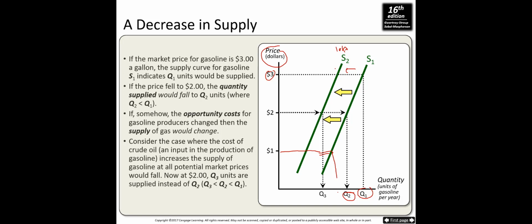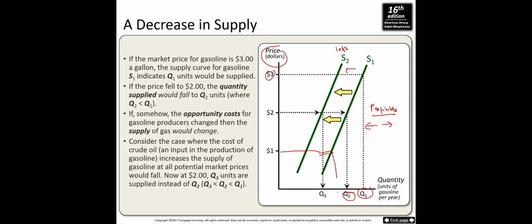In order to see the impact of the change on the supply curve, consider the case where the cost of crude oil, an input in the production of gasoline, increases. Okay, it's not the cost of gasoline, it's an input. Crude oil in the production of gasoline increases. Therefore, it becomes less profitable to produce and supply gas to the market. When it's less profitable, remember, we shift the supply curve to the left. If it's more profitable, we increase the supply curve to the right. If it's less profitable, we decrease the supply curve to the left.